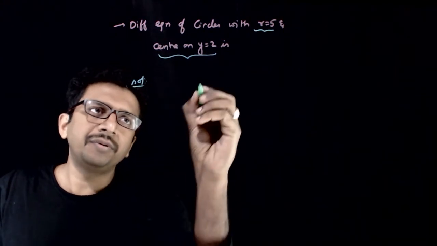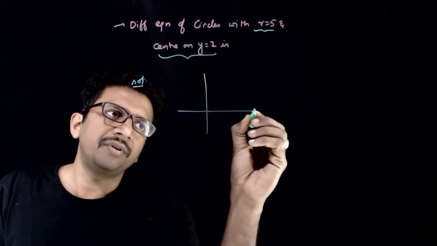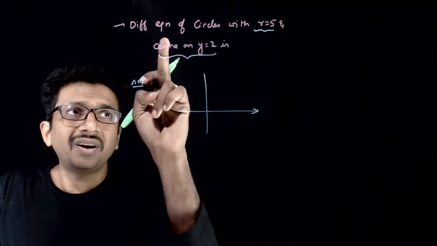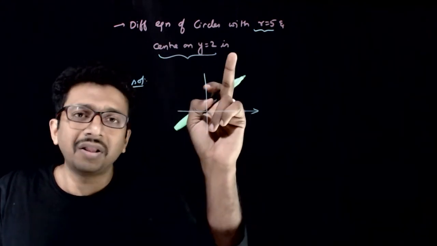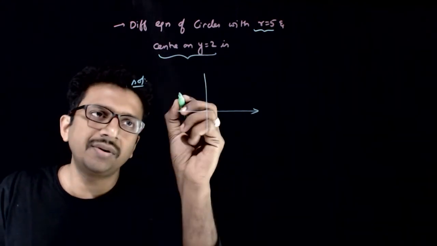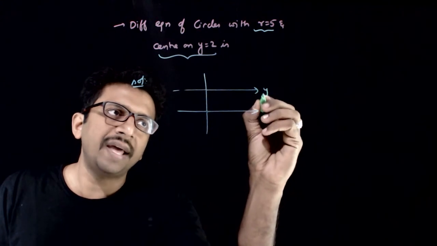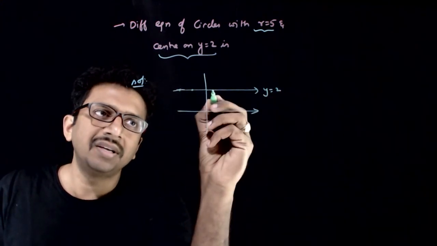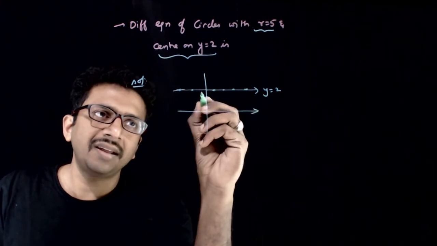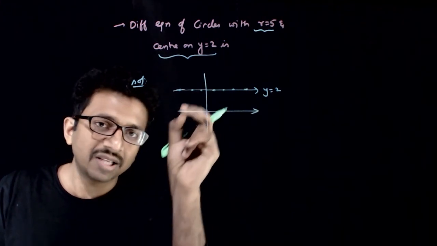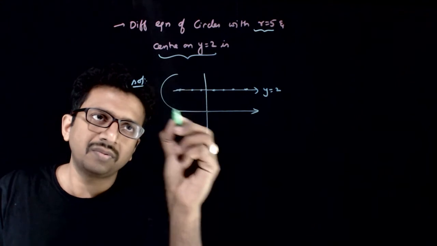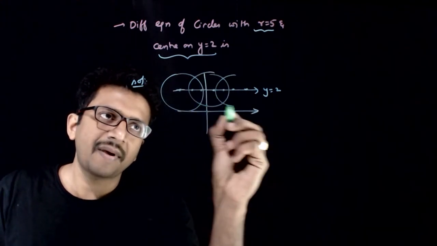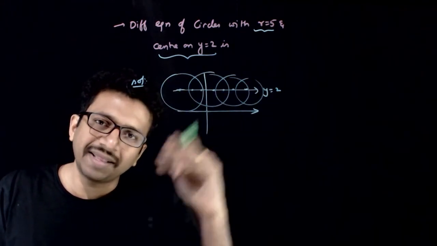So that means if you draw the coordinate system, I want the differential equation of all the circles whose center lies on y is equal to 2. That means have a horizontal line y is equal to 2. The center of my circles has to lie on this line, and the radius of my circle has to be fixed. So something like this. So my circles move on like this.